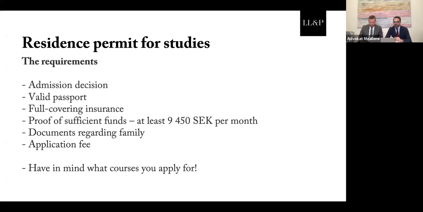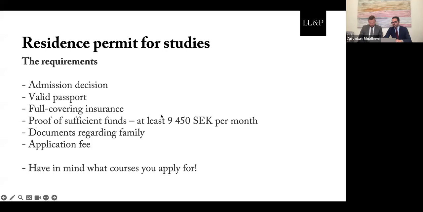You need to have a valid passport, and as we said earlier, the time left on the passport needs to be for the period of time that the permit is going to be granted. So at least 2 years' time left on the passport is important. Otherwise, your permit might be less than that.